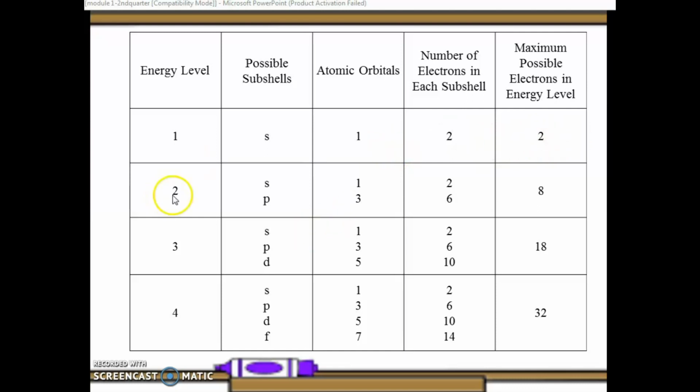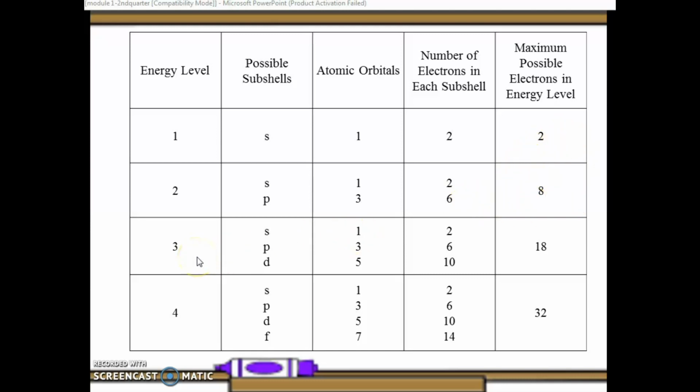For energy level 2, it has 2 subshells, the s and p. Remember that s has 1 orbital and p has 3 orbitals. Then you get the number of electrons in each subshell. Remember that each orbital can only hold a maximum of 2 electrons. So the s subshell can hold 2 electrons, and the p subshell, since it has 3 orbitals, is 3 times 2, which is equal to 6. Then you get the maximum possible electrons in energy level 2, which is equal to 8. Or you can also use the formula 2n squared to get the maximum possible electrons in energy level 2.